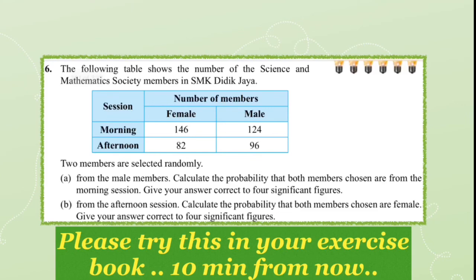From the afternoon session, highlight that. That is your sample space for question B. Calculate the probability that both members chosen are female. That is the event, female. So your answer has to be in 4 significant figures. This is a very good question for you to try. So I give you 10 minutes to do now. Enough? 10 minutes? More than enough, huh? Okay, good try.